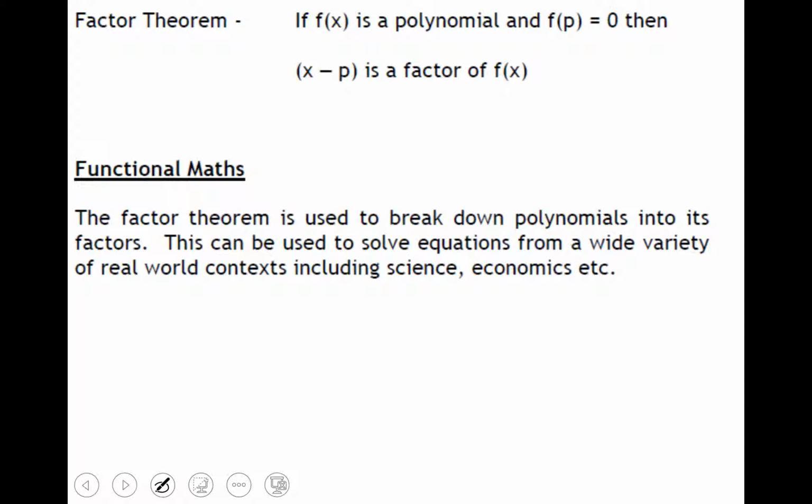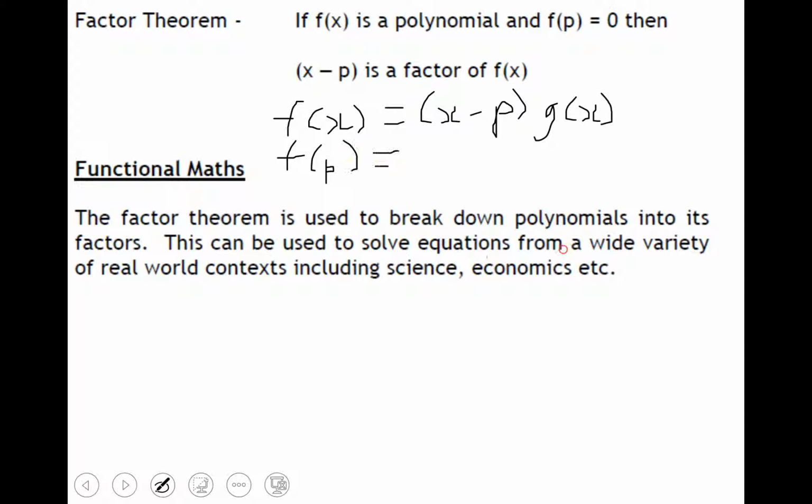The factor theorem states that if f of x is a polynomial and f of p is equal to 0, then x minus p is a factor of f of x. The reason that this is the case is if your f of x is equal to x minus p times some other function, let's call it g of x, we stick p in, f of p equals p minus p times g of p. Well, p minus p is 0, so 0 times g of p is equal to 0.